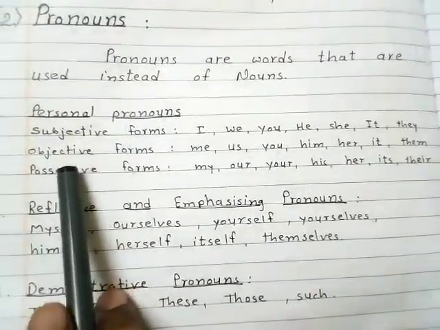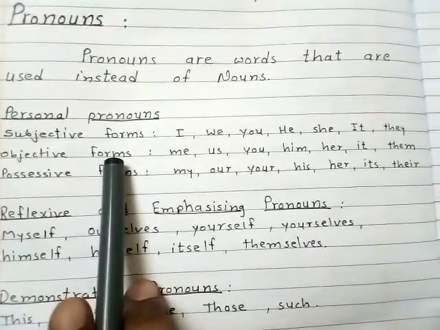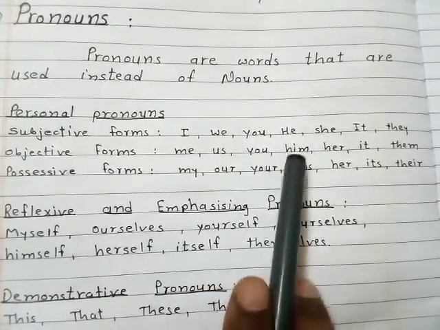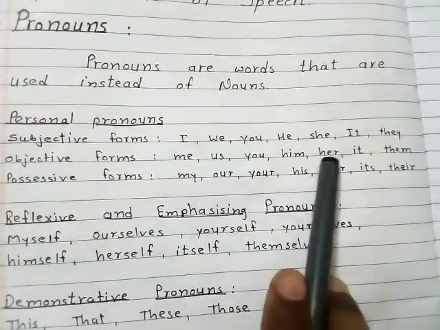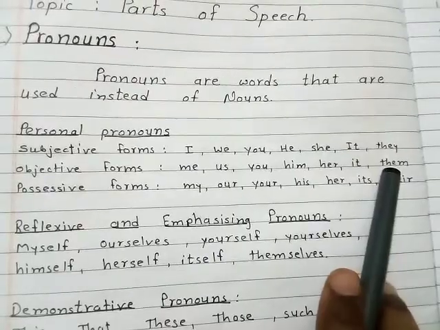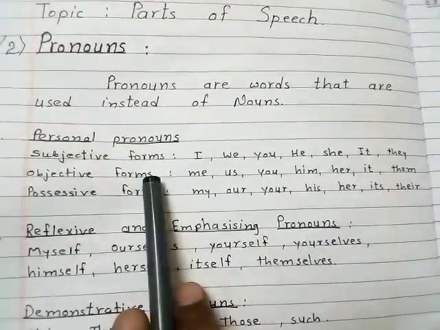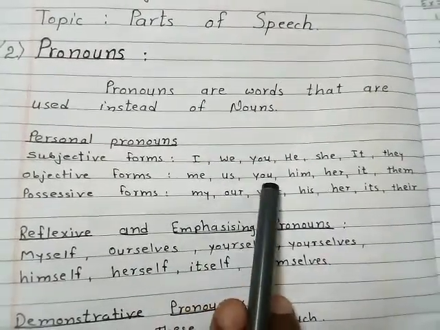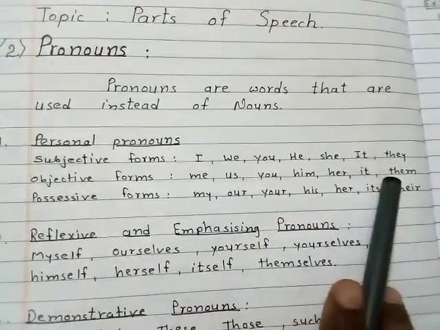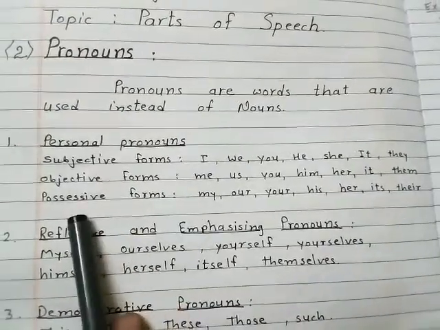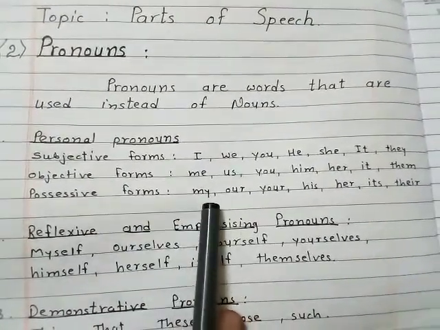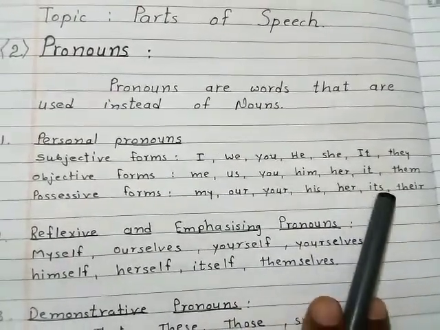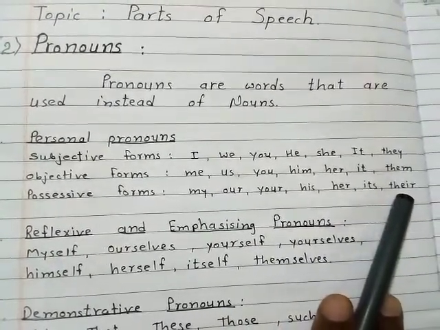Now there are objective forms: me, us, you, him, her, it and them. The objective form of I is me, us, you, him, her, it and them. And possessive forms are my, our, your, his, her, its and their.